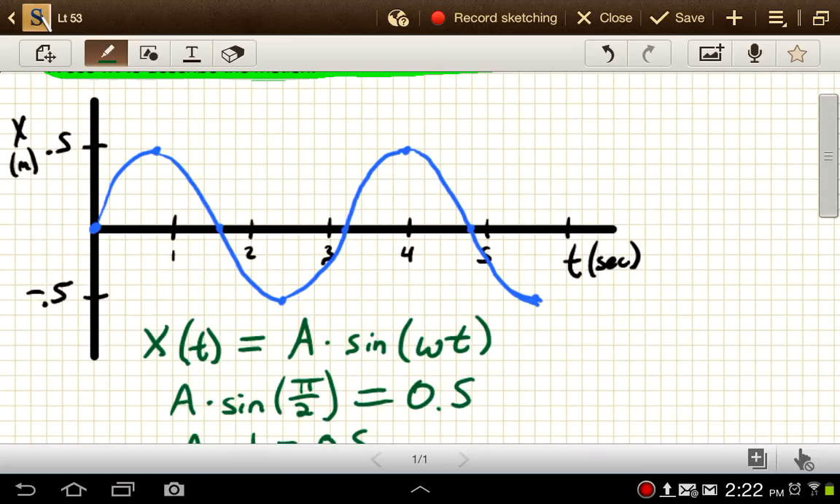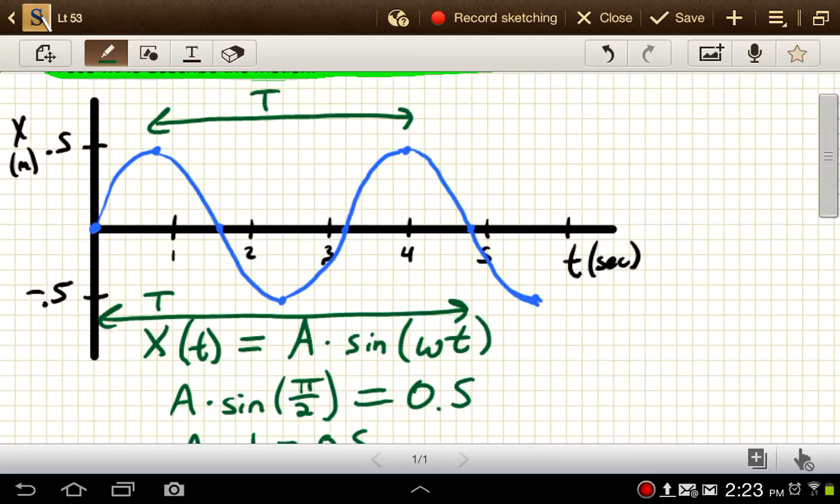So it looks like with this one, I've got one cycle taking place from here to here. That's my value for t. I can do that here to here. That's my value for t. There to there is a value for t. Wherever you want to measure it is fine, from one point to the next identical point.